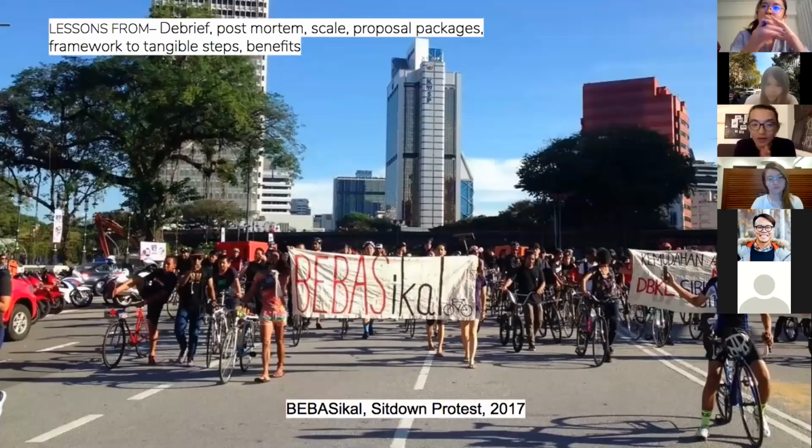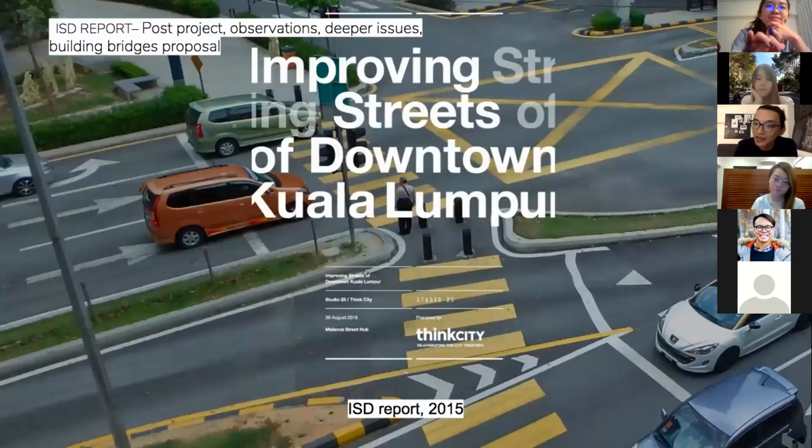Okay, so then of course it's still not over. This was the most recent demonstration we had on cycling, which is called Bebas Sikal, done during a coffee morning. We had to sit down in front of DBKL building. So this is life of an advocate, life of an activist. We always have to keep pushing, even though there are plans coming about, but in order to keep them on their toes, this kind of activity is a must. So that's cycling.